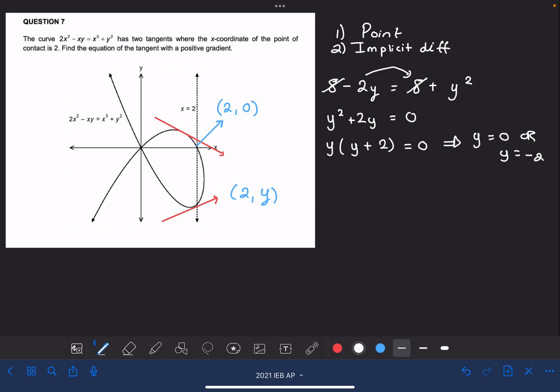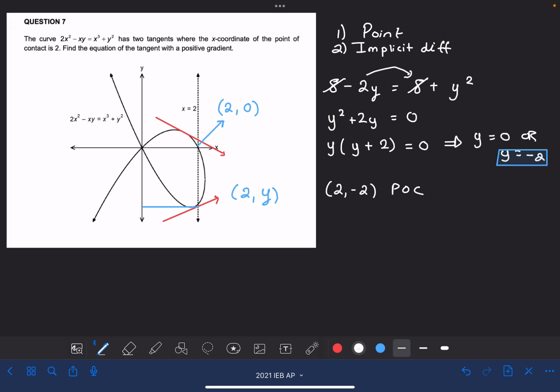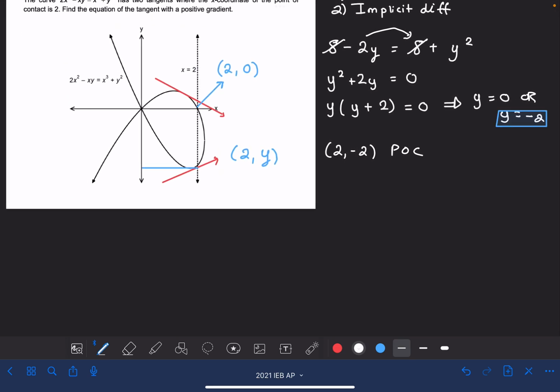As predicted by our logic, we can tell that this point which they're asking us for is indeed on the negative y-axis. So we can confirm that this is most likely the point of contact we're looking for, at x is equal to 2 and y is equal to negative 2. So the point of contact is then going to be (2, -2). That's the point of contact, just to abbreviate that.